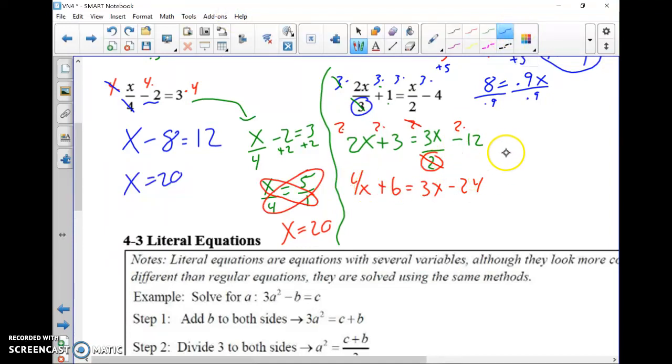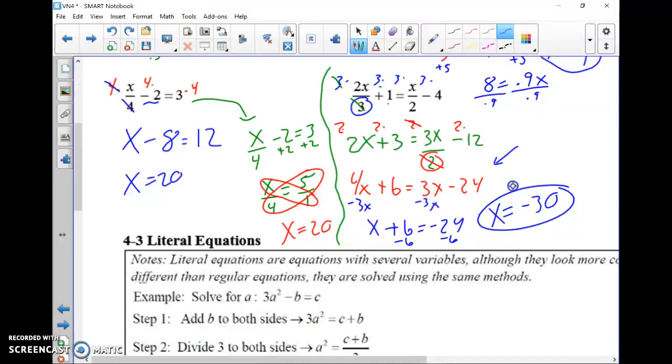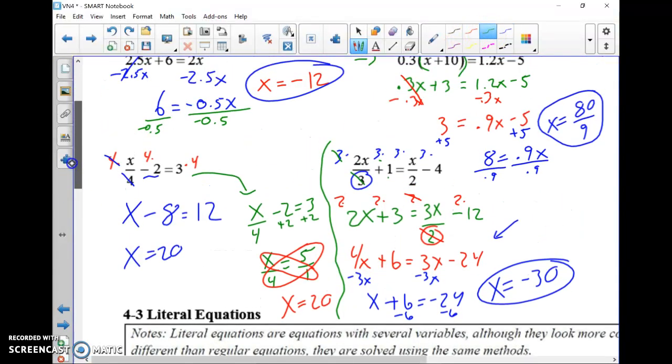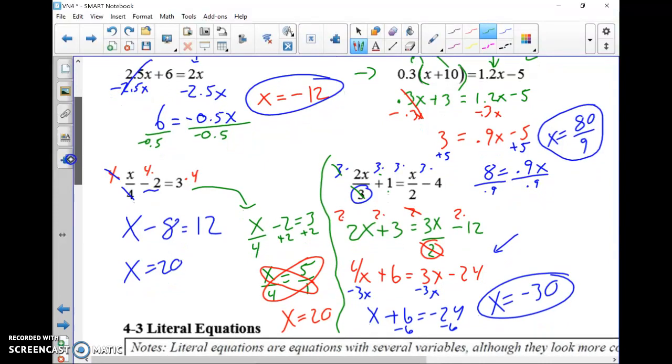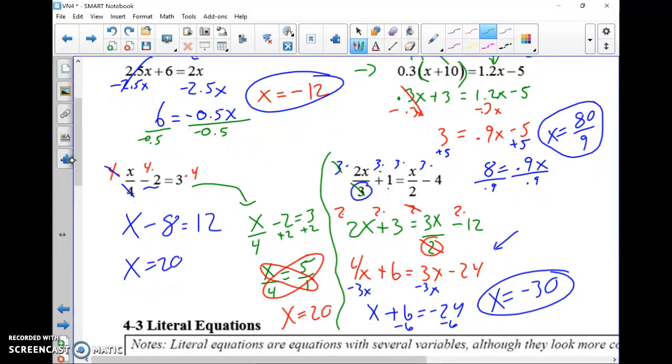And now we've got a basic equation like the last video. I'll just do this one real fast for you. Minus 3x, minus 3x. That's going to give me x plus 6 equals negative 24. Minus 6, minus 6. x equals negative 30. And just like the regular equations from yesterday, I mean, these are still regular equations. They just have different types of numbers involved. But you could always plug them in and check your answers.